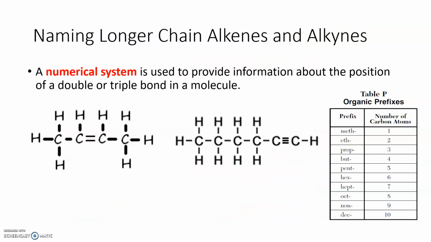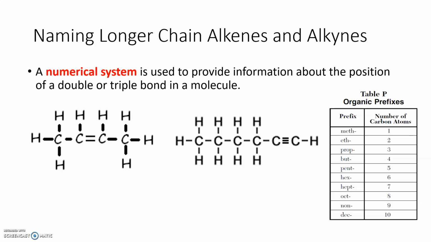So if you're going to name a longer chain alkene or alkyne, you have to tell people where that double or triple bond is in the chain. Does it start on the first carbon in the chain, the second, the third? It's important because that determines what kind of properties that molecule would have.